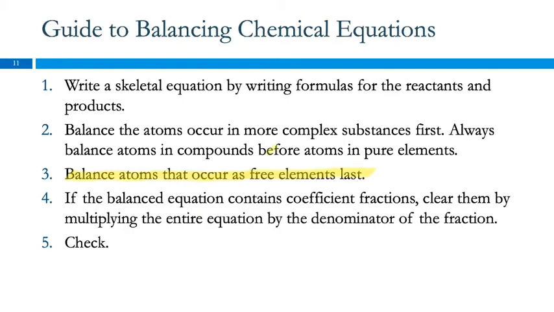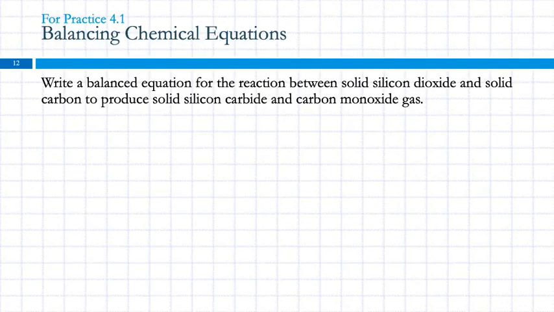Sometimes when you balance the equation, you might end up with coefficients that are fractions. We can't have fractions in our finished equation, so we need to clear those fractions. It's also possible to do it without getting into fractions, and then you should always check at the end to make sure that it's correct. So let's do some examples. Write a balanced equation for the reaction between solid silicon dioxide and solid carbon to produce solid silicon carbide and carbon monoxide gas. So this is a description of the chemical reaction in words.